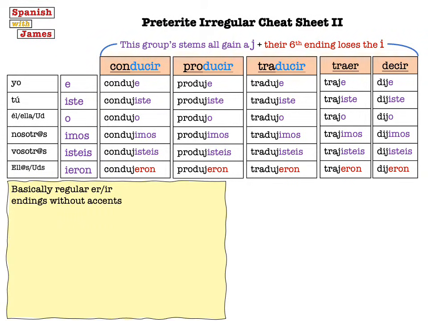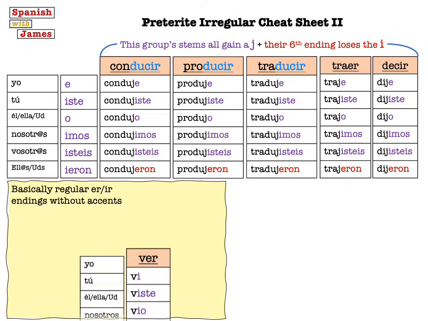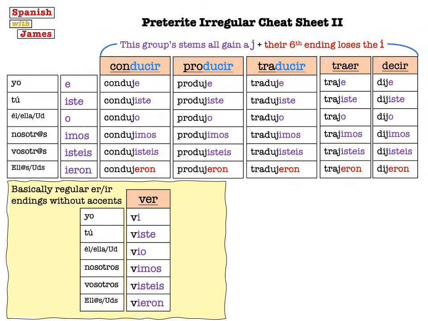The next group, there's only 2 verbs in this group, and these are verbs which basically use the regular endings that we would use with er and ir verbs, just without the accents. So ver, if this were a regular verb, we'd take off the er, we'd be left with v. That's our stem, that's what we're going to use. Then we'd add our er, ir endings, that's fine. But the only thing we need to change then is we remove the accents. So instead of it being vió with an accent, it's just vio without an accent. Why? Because it's only got 1 syllable, we don't actually need the accent.